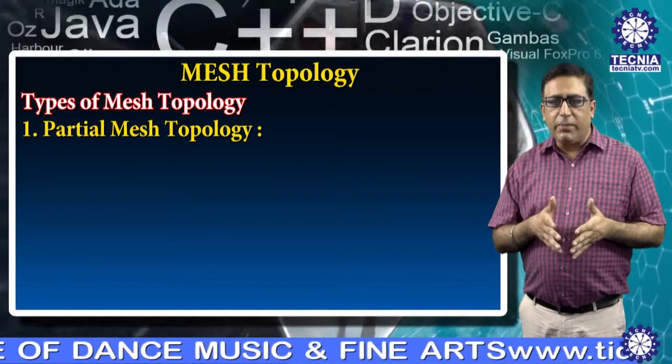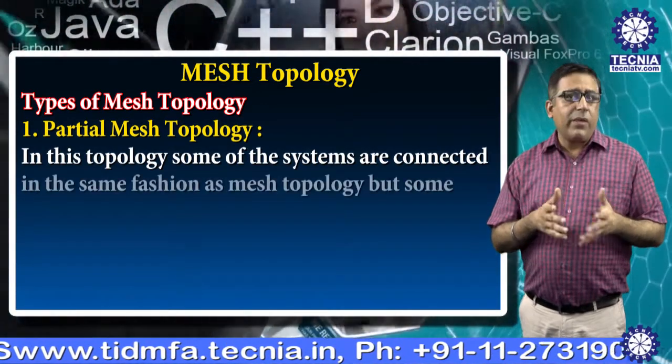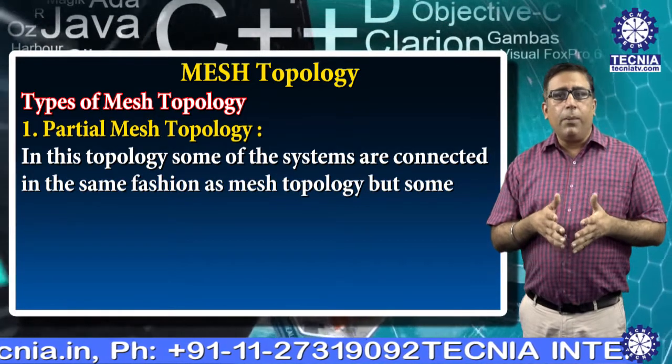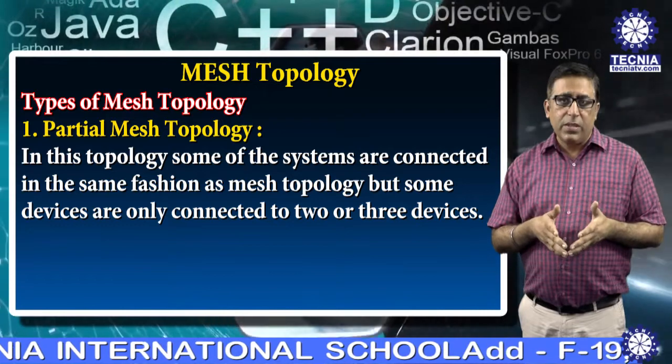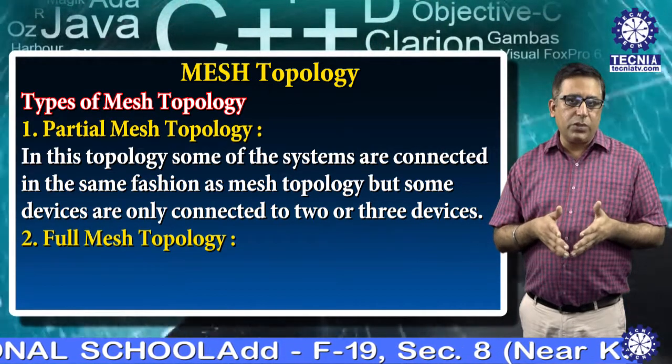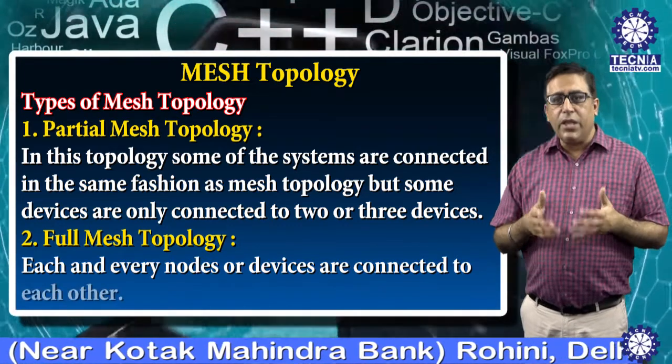Number one is partial mesh topology. In this topology, some of the systems are connected in the same fashion as mesh topology, but some devices are only connected to two or three devices. Second one is full mesh topology. Each and every node or device is connected to each other.